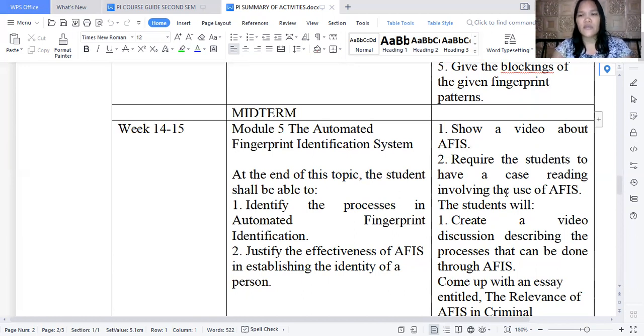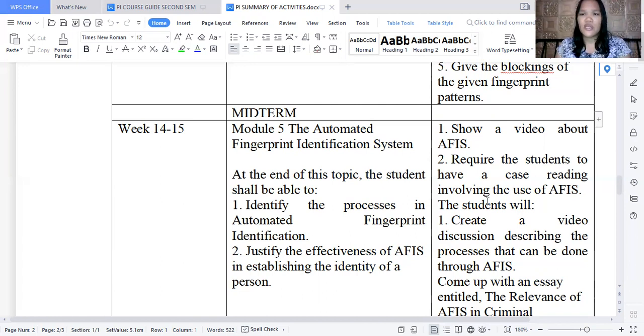So for your activity, you will show a video about AFIS. You will just be browsing on YouTube, on the internet, for you to share videos about AFIS, of which this would be your basis for learning, so engagement as to the operation of AFIS.